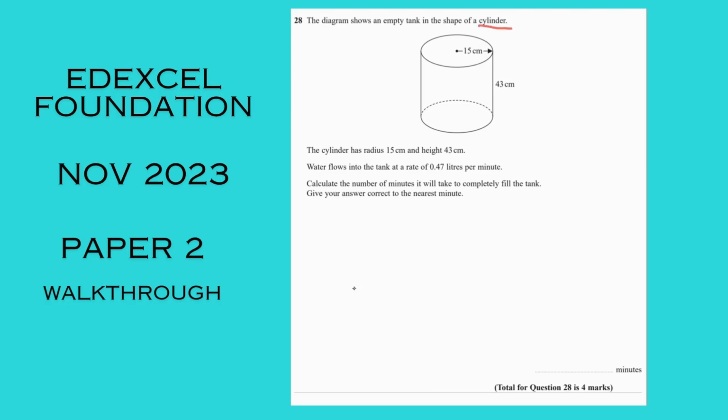28, cylinders, you know they're coming, always revise them. It says cylinder, it says water. We are dealing with volume. Volume equals pi r squared multiplied by the height. So let's get on with that, while also reminding ourselves that 1 centimetre cubed is 1 millilitre. Going to be needing that very shortly.